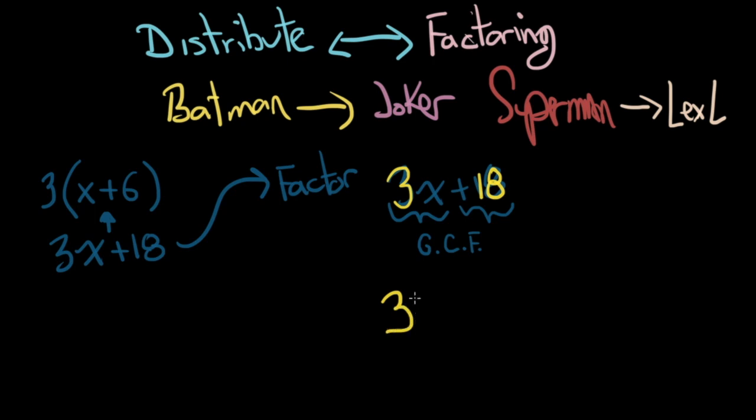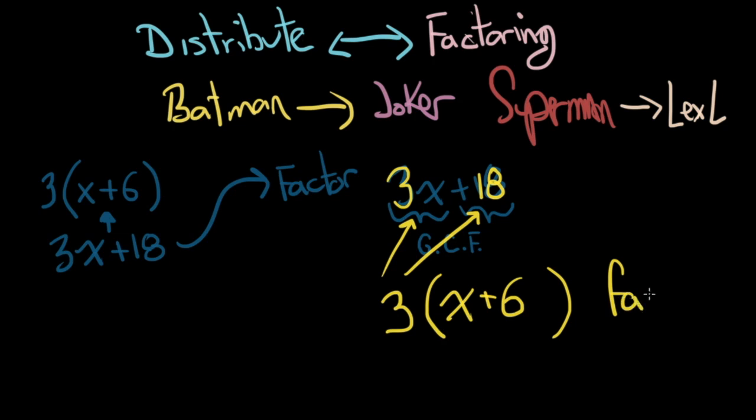Great. You write that down, and you leave big open brackets. And what you ask yourself in your head is, 3 times what gives me 3x? What is it? 3 times x. 3 times what gives me positive 18? Positive 6. And you're done. This is now factored.